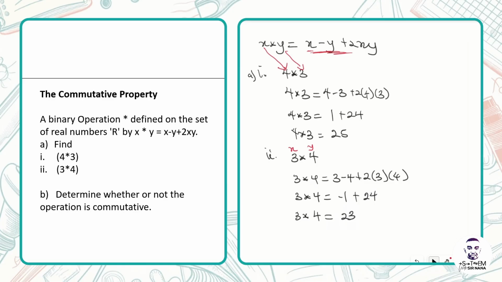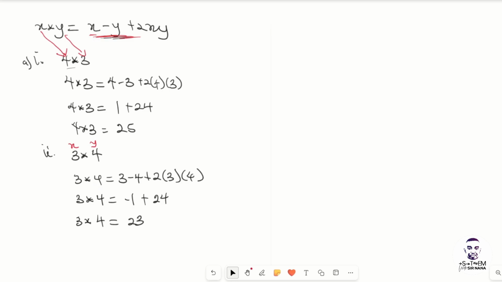Now look at it very carefully. We've studied commutative property and realized that if 4 operation 3 and 3 operation 4 are the same, then it means that the operation here should be commutative. So by example, we've been able to see that the operation here is not commutative because this gives us 25 and this gives us 23.